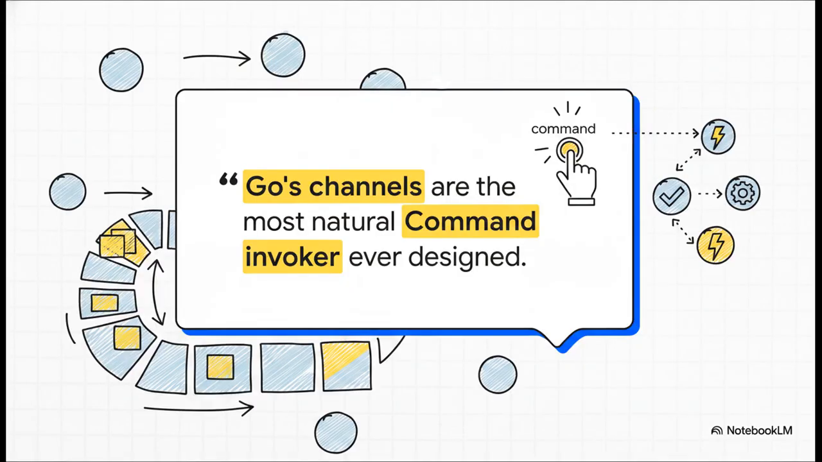And this is where the design of Go just brilliantly embraces this whole pattern. I mean, what is a Go channel, really? It's a queue for passing messages between concurrent processes. So a chan command is thread-safe, it can be buffered, and it totally decouples the sender from the receiver. It is, quite simply, one of the most natural command invokers ever designed, and it's built right into the language.